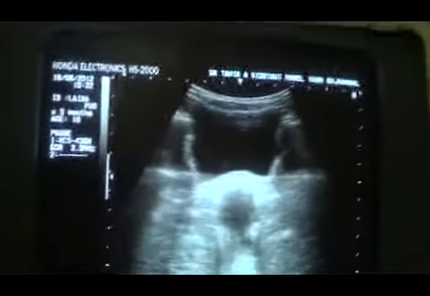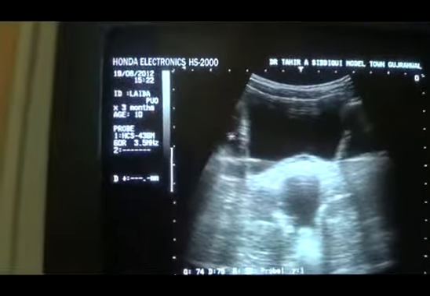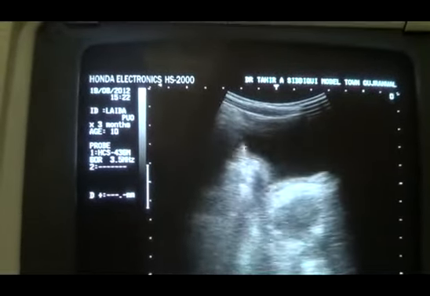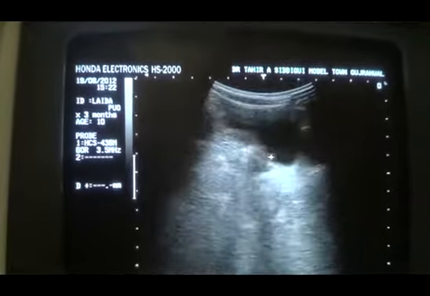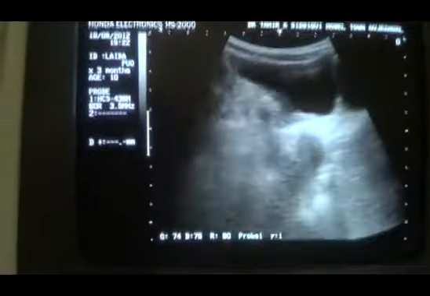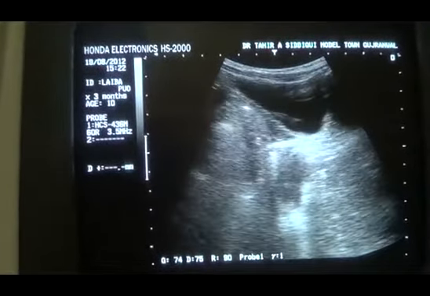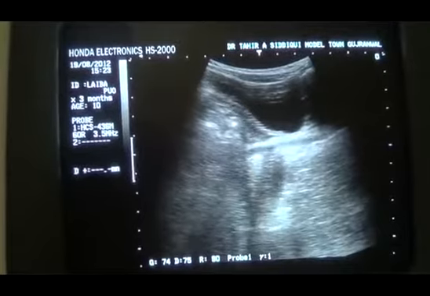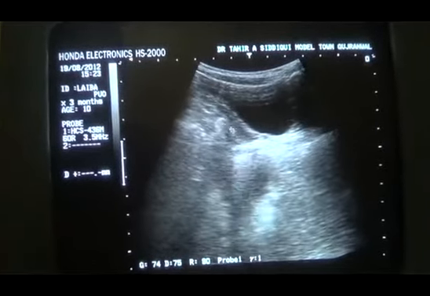This is the urinary bladder. This is the dorsal section. This is the urinary bladder in longitudinal section. So as such, the pelvis is unremarkable. You don't see any findings. This is the uterine bud, this area. This is the uterine bud.